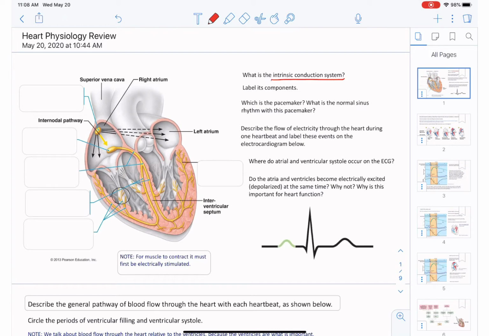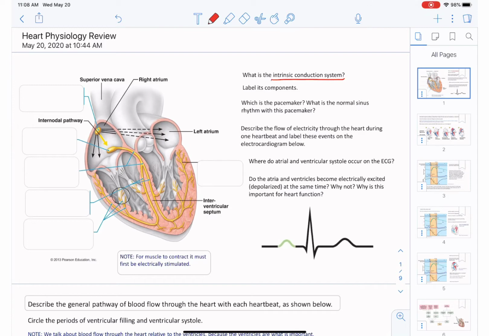Vertebrate hearts are myogenic. And what that means is that the signal for the heart to contract originates within the heart itself. You can take the heart out from the body, put it in aerated saline, and it will continue to beat on its own. And the reason that's the case is because it has this intrinsic conduction system.